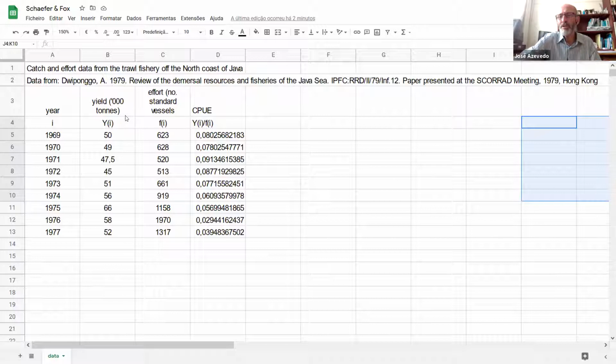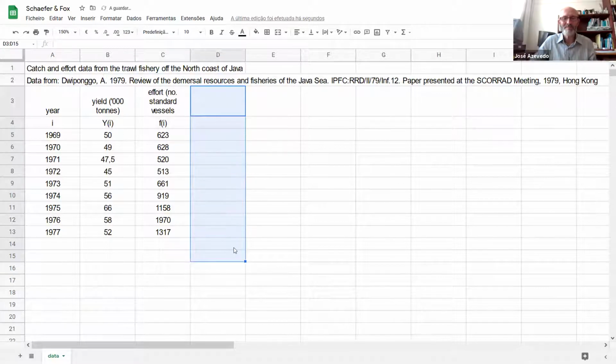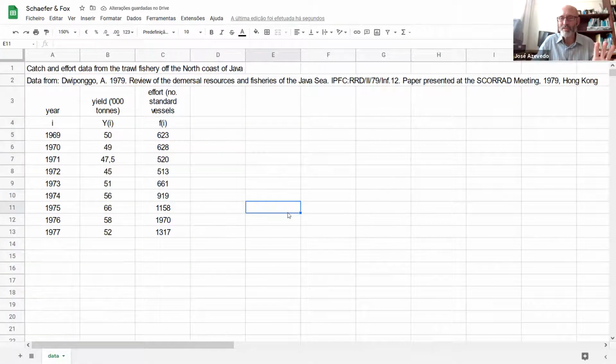In this case, the effort was done as a number of standard boats, because of course in this area there were different kinds of fishing boats, some smaller, some larger. And so what they did was they standardized the fishing effort to a particular kind of boat. So imagine if this had to do with the size of the boats, then a 10-meter boat would be equal to 2 5-meter boats. And that's what they did here. We don't need to worry about the details. So this is our data set, right?